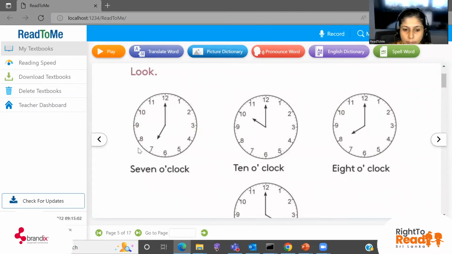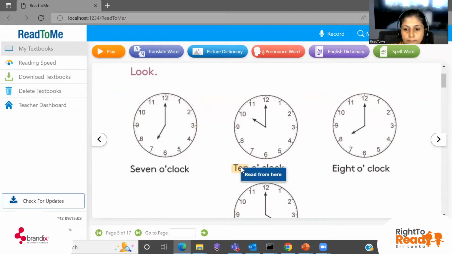Now here in these clocks, different times are mentioned. In the first clock, you can see 7 o'clock. When it's 7, the short hand should be on number 7 and the long hand should be on number 12. When the time is mentioned, look at these words again. 7 o'clock starts with 7. That means the short hand is on number 7 and the long hand is on number 12. The long hand is on number 12.